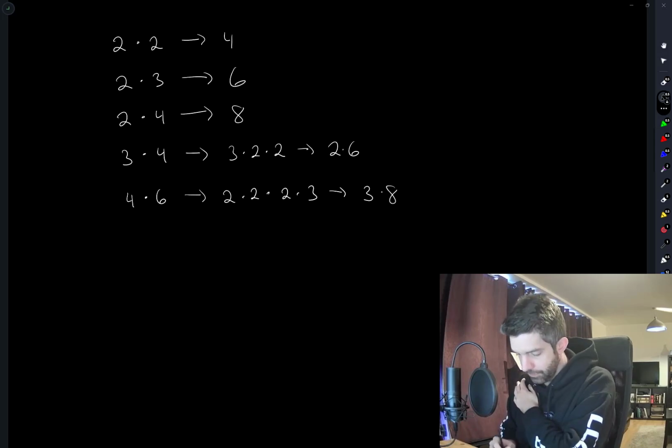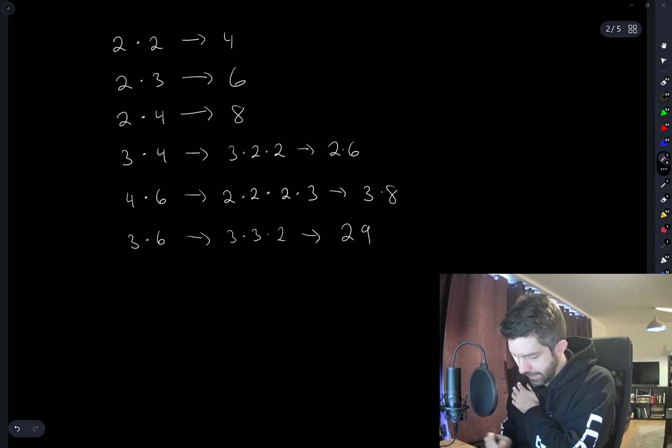What about other things with a 6? What about 36? 3 times 6. This is the same as 3 times 3 times 2, which is 29. Okay, so I cannot have a 36 or a 3 and a 6.